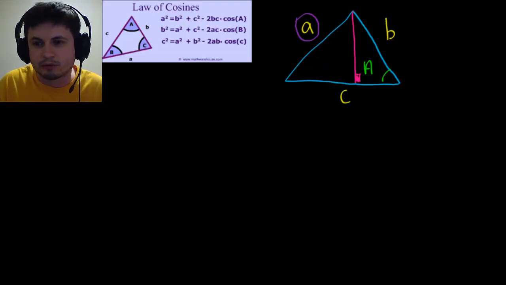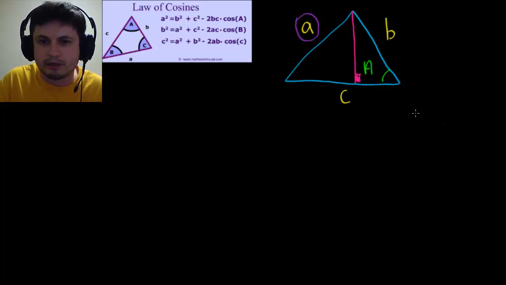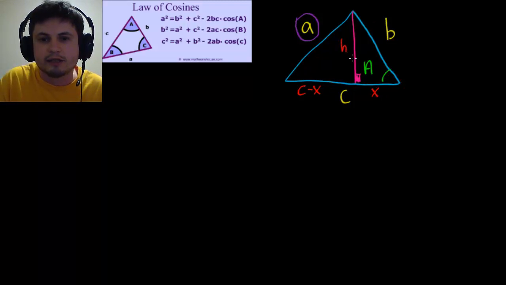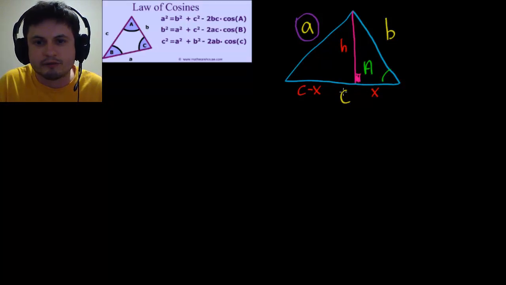And we can always give it a name, or we can just basically assume that this little part right here will become X. And this little part right here will become C minus X. So this is the side C, this is X, and this is C minus X. And this, well, it's the height, so let's just name it H for height. So now we have three new sides. The side C has been divided into two little parts, and we also have the height.